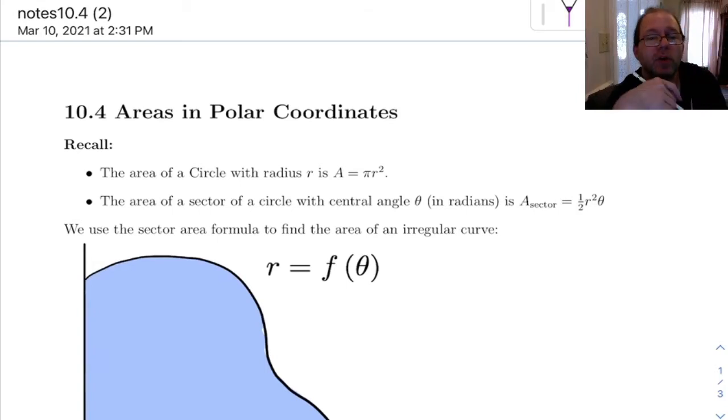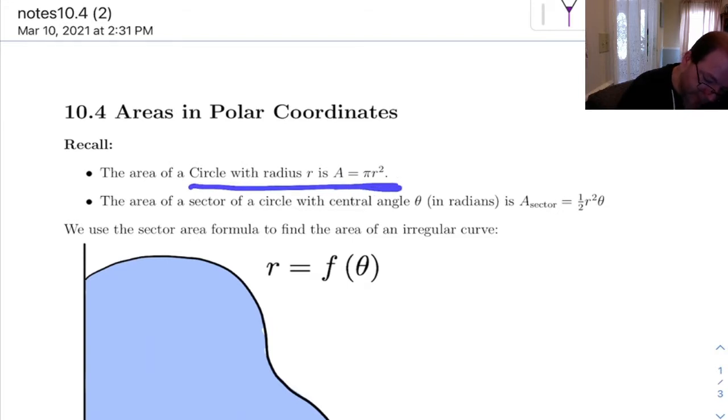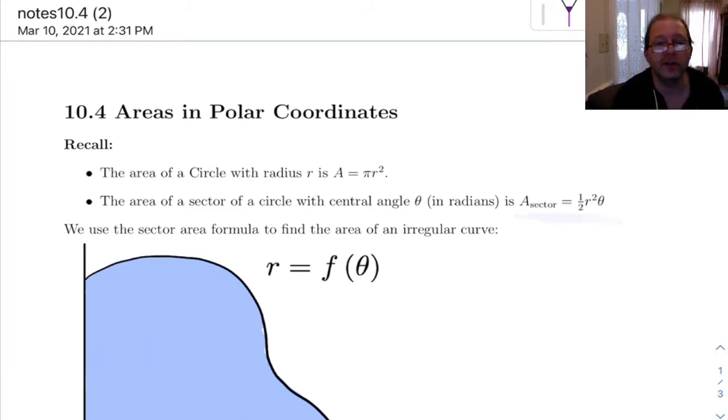In 10.4, we're looking at areas again, but this time we're looking at areas that are defined by polar equations. And the formula for this is pretty different from the formula for areas defined by Cartesian equations. And this is all based off of circles. So take a look at this. The area of a circle we know is pi r squared. This is actually a special case of this formula that's going to be used for areas of polar curves.